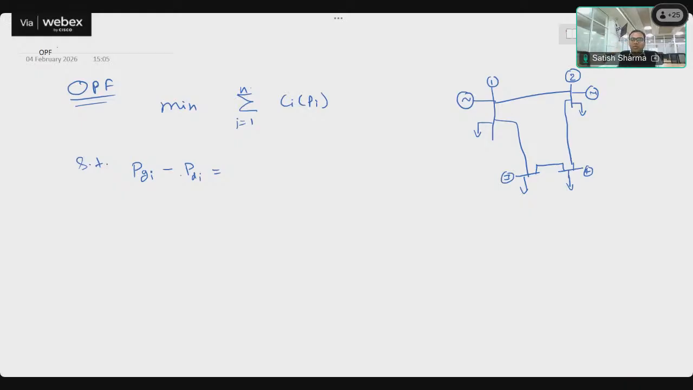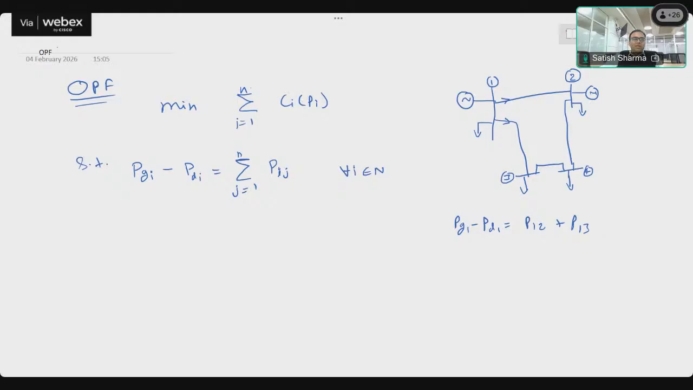If I look at a particular node, you can see that this injection will be going into this line and this line. So here what we have to do is provide a summation over J equals 1 to n, let's say n number of lines and nodes are there, of Pij. How much power is flowing from I to J? We have to take care of that, and we have to write this down for all the nodes. So for this particular example, I can say PG1 minus PD1 will be equal to P12 plus P13. So this is what I can easily write down.